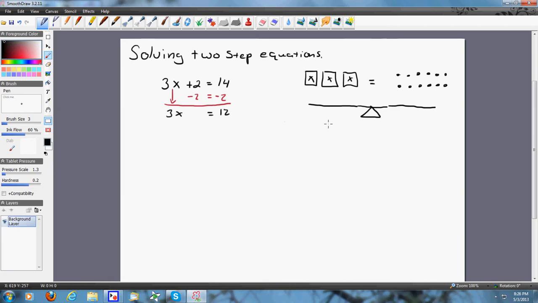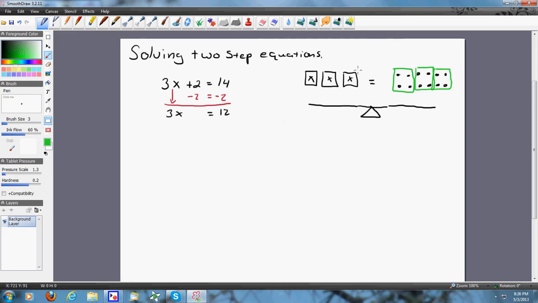Well, that's great, except I want to know the value of one of these boxes. Now I have 12 dots and 3 x's. I want to find the value of 1x, so I'm going to divide this 12 into 3 equal groups. There's one group of 4, another group of 4, and another group.